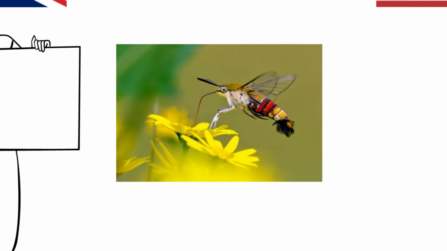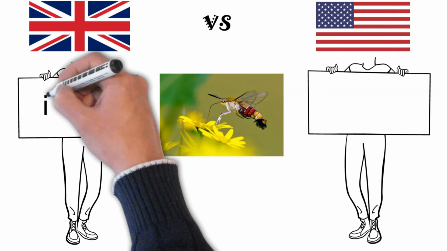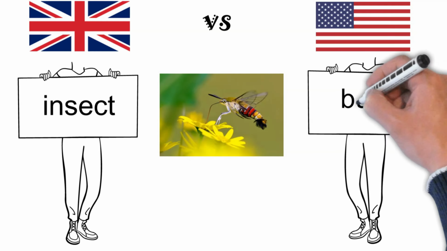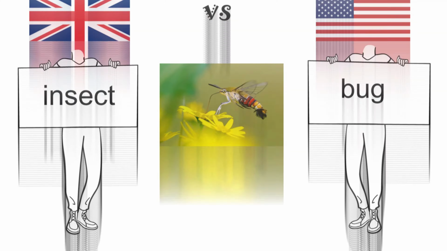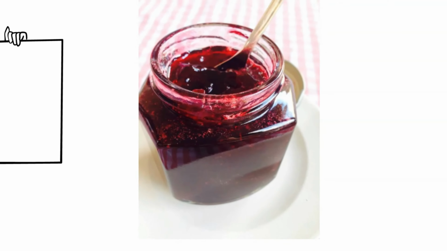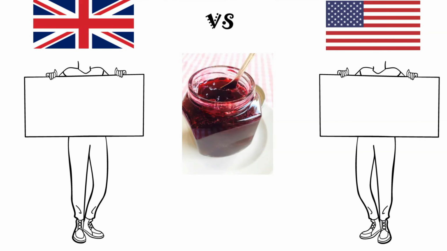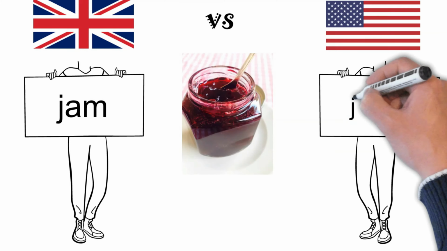You see a tiny bug, but we can't call it bug if you're British. In British, you have to say insect. If you're American, then you say bug. Now you see jam. In British, we say jam. In American, we say jelly.